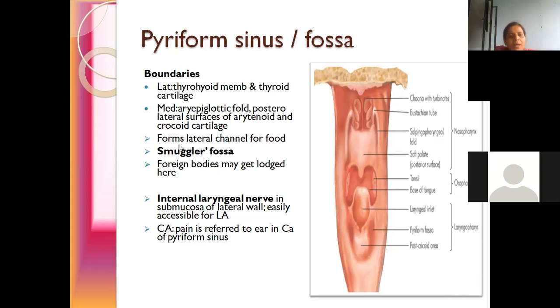One thing you remember, it's called smuggler's fossa because in olden days people used to carry precious diamonds. Here we have internal laryngeal nerve. Sometimes there may be certain things like cancers also in this area. Carcinoma. CA is carcinoma. Some referred pain may be there because the same nerves supplying here will also supply the ear. Vagus is the nerve supplying both the areas. So referred pain may be in the ear.